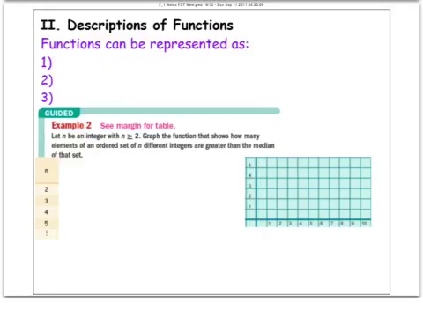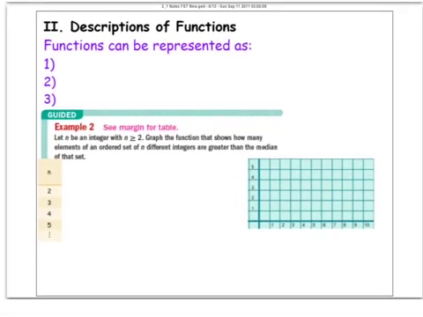Now, descriptions of functions. Some things we've already seen right now, that functions can be represented in terms of, we've seen them in ordered pairs.